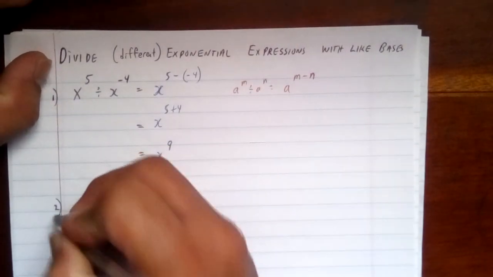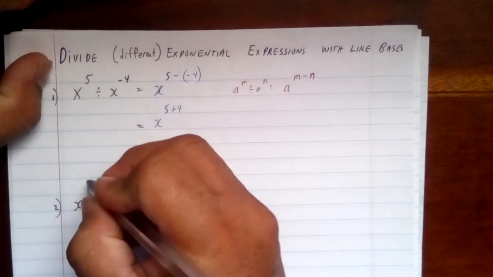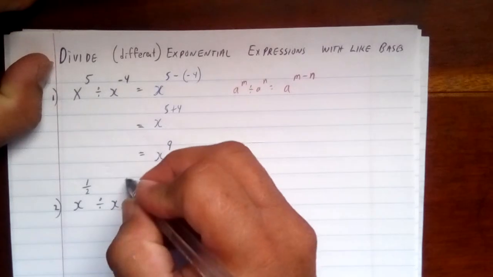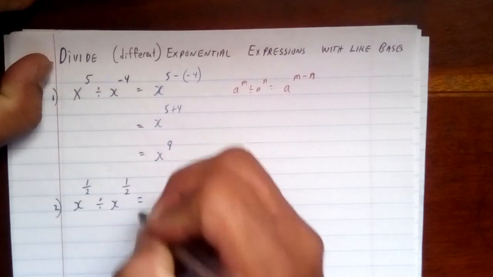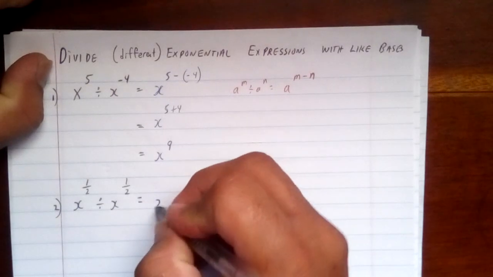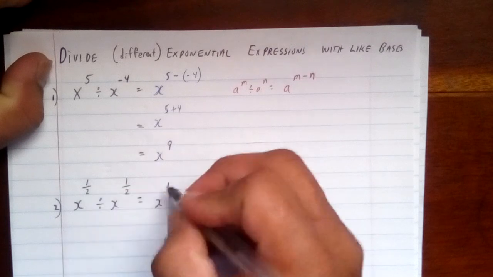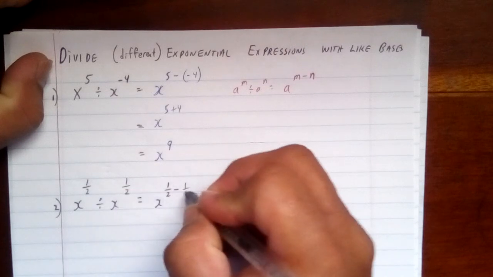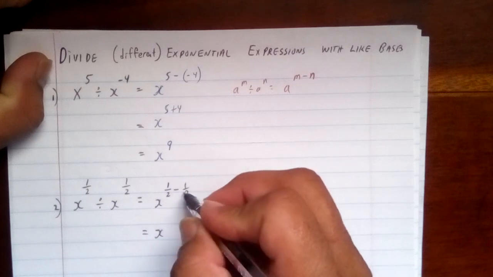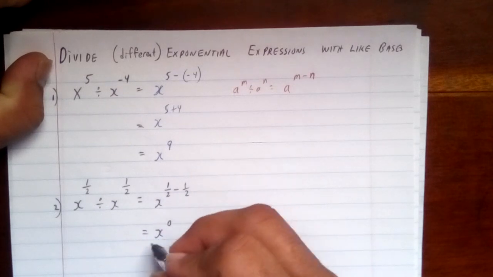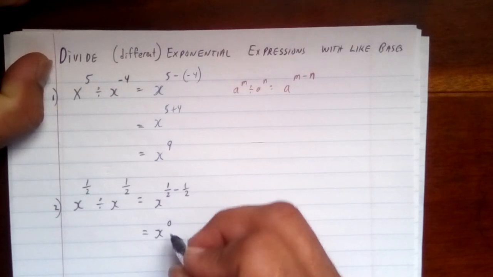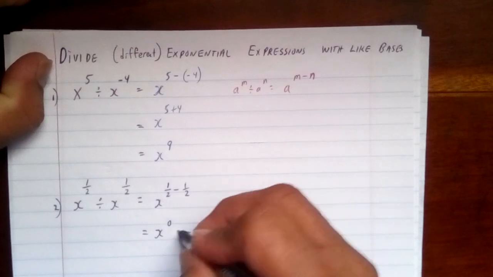The next problem that we are going to be working with is as follows. We have 2x to the 1/2 divided by x to the 1/2. Well, these are positive powers, so the rule says we keep the base and take the first power, subtract the second power, which is x to the half take away a half, which gives us 0, and so our solution will be x to the 0 power. This is not wrong, but it's simply incomplete.